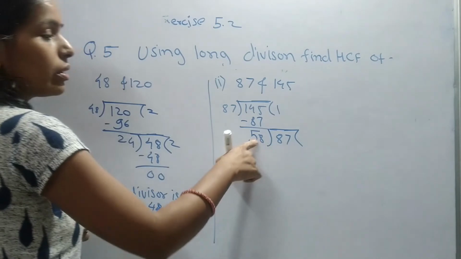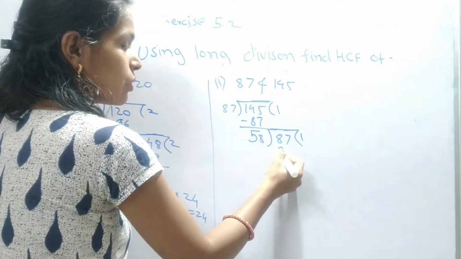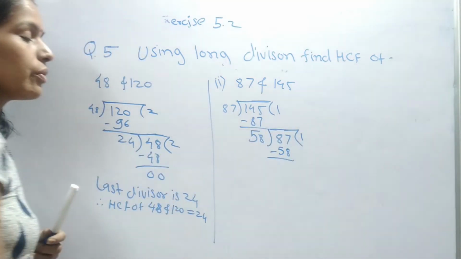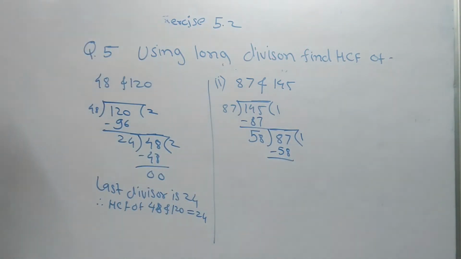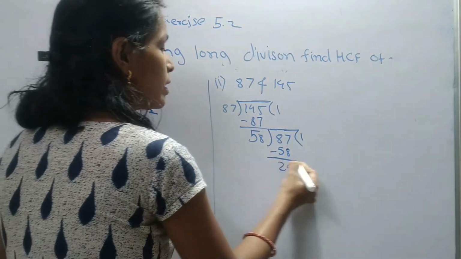We again, 58 ones are 58, okay. 58 twos will be greater than 87. So 58 ones are 58. Now subtract 58 from 87. What result will you get here? You will get 29. 87 minus 58 is 29.